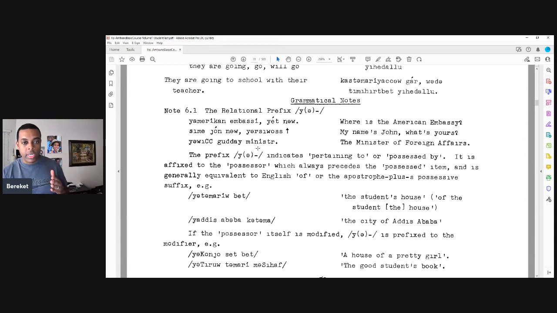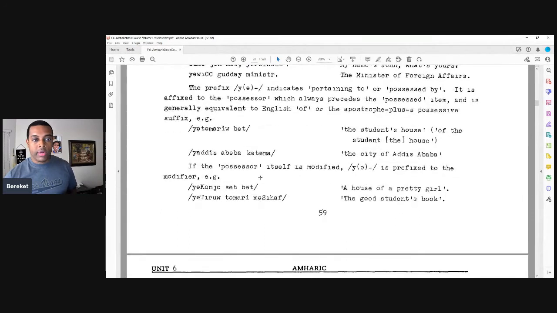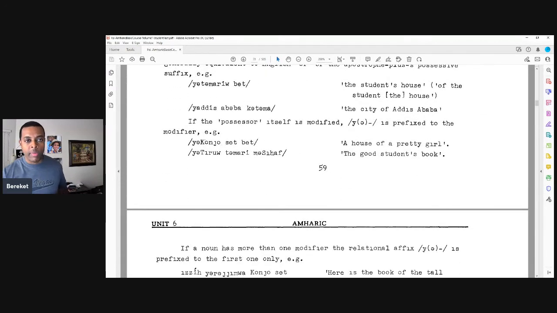And if the possessor is modified, has an adjective, then the prefix is going to move back to the modifier. And the example that they have here in the text is this sentence here at the bottom of page 59, where it says, Yakonjo Seitbeit. So if it was just Yaseitbeit, then that would be the house of a girl. But because it has that modifier there of gonjo, which means pretty or beautiful, the prefix moves back to gonjo. So ya gonjo seitbeit. So it's the house of the girl who's pretty, if you want to look at it literally, but it's the pretty girl's house, or a house of a pretty girl. Same thing with that next sentence.